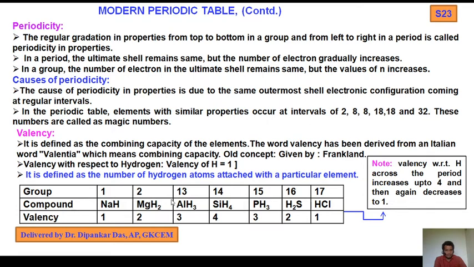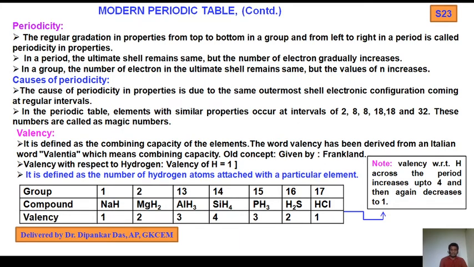For groups 1 to 13 and beyond, the compounds are NaH, magnesium hydride, aluminium hydride, silicon hydride, phosphine, H2S, and HCl. Valency is 1, 2, aluminium 3, silicon 4, phosphorus 3, H2S 2, HCl 1. So valency with respect to hydrogen across the period increases up to 4 and then again decreases to 1.